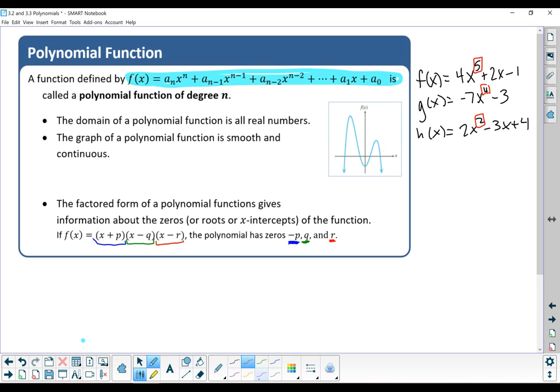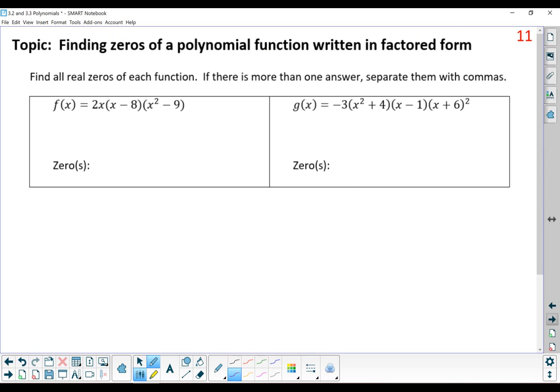So like, for example, on this graph, if I knew that it went through the x-axis at negative 5, negative 1, 1, and 3, for example, I could know that it has a factor of x plus 5, x plus 1, x minus 1, and x minus 3. So the factored form gives us a lot of information about the roots of the function, or the zeros.